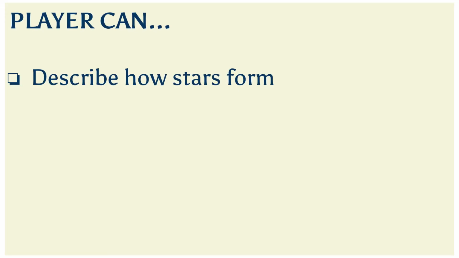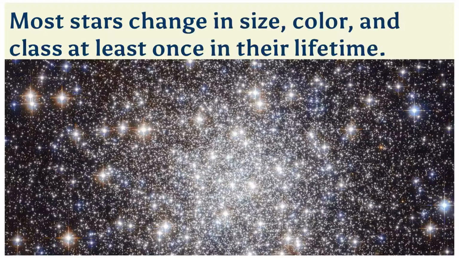When we are done with this lesson, you should be able to briefly describe how stars form. Stars have a life cycle somewhat like people. Stars are born, grow, change over time, and eventually grow old and die. Well, of course, they're not literally alive. It's an analogy of a life cycle.